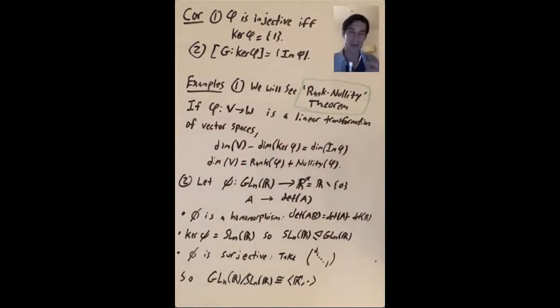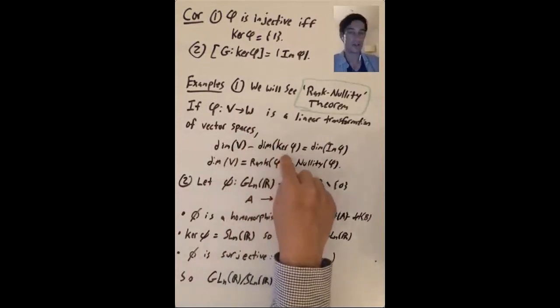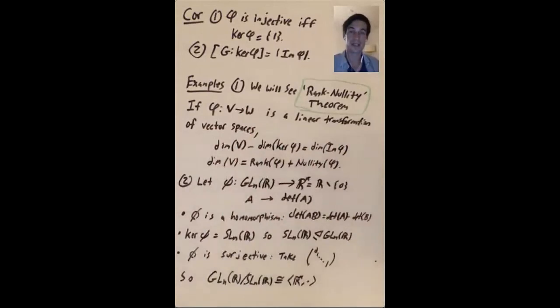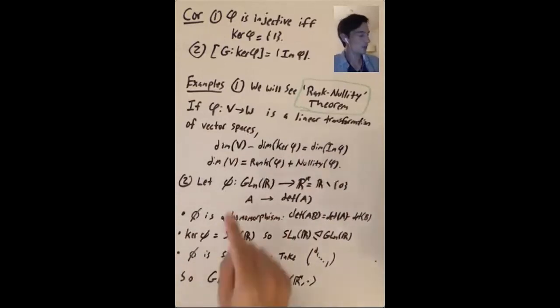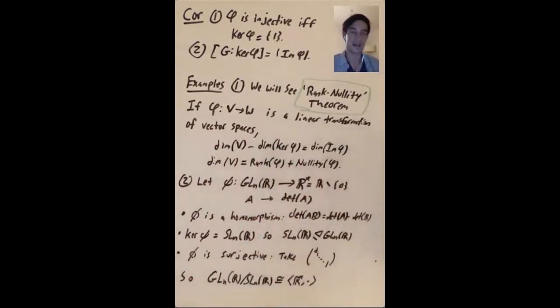If you take dimension everywhere, which we'll talk about more, that says the dimension of V minus the dimension of the kernel is equal to the dimension of the image. But the dimension of the kernel and the dimension of the image have names. The dimension of the kernel is the nullity of phi, and the dimension of the image is the rank of phi. So what this is saying, if you just move this over to the other side, is that the dimension of V is the rank of phi plus the nullity of phi.